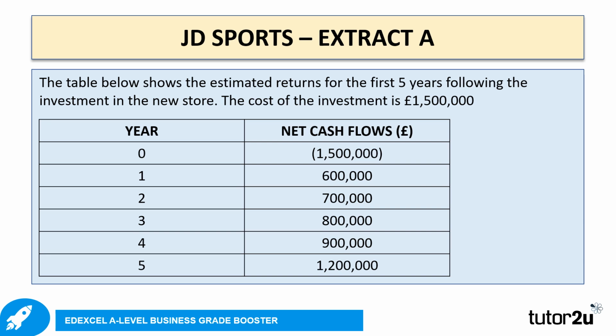So obviously in year 0, there's a negative net cash flow because that's the cost of the investment. In year 1, we've got estimated net cash flows of £600,000. In year 2, £700,000. In year 3, £800,000. In year 4, £900,000, and in year 5, £1,200,000.